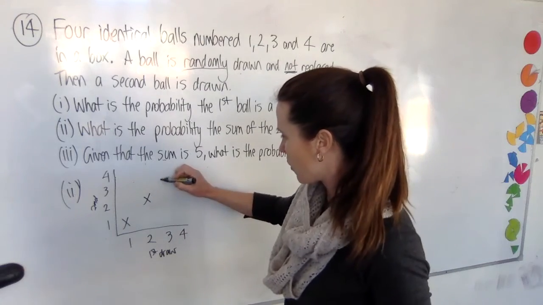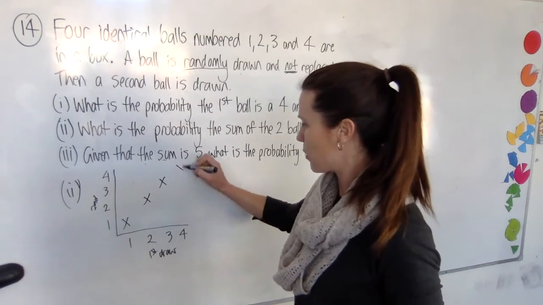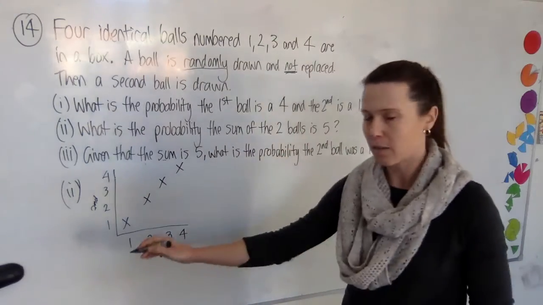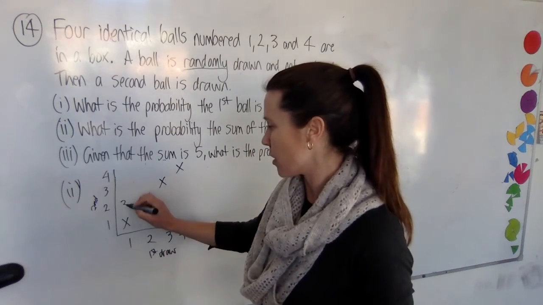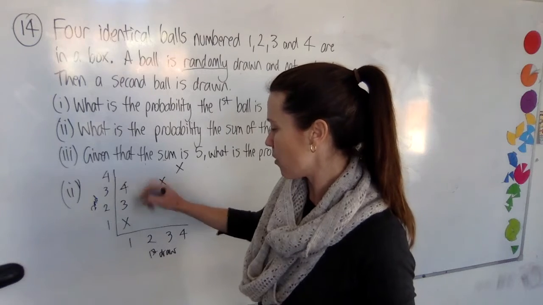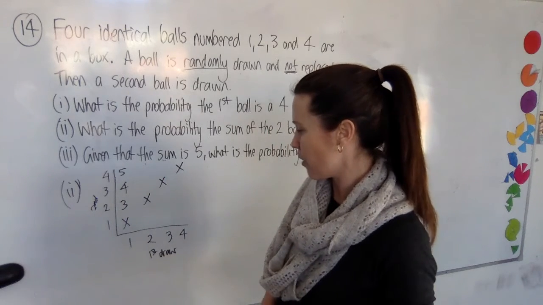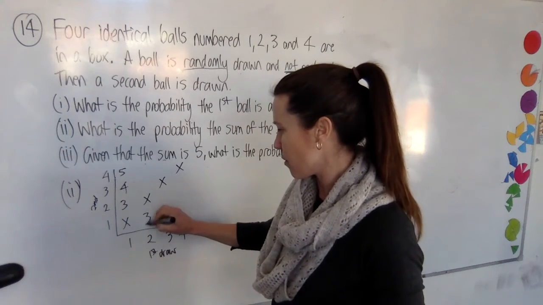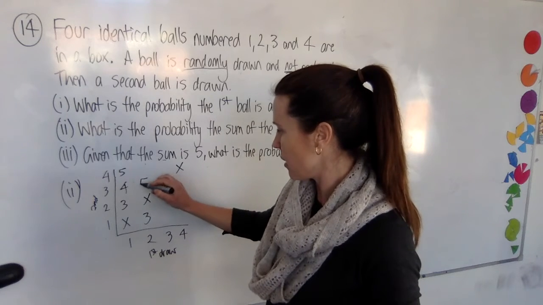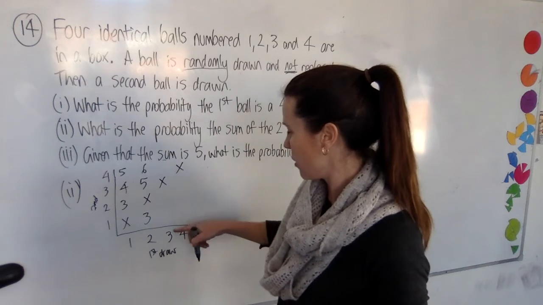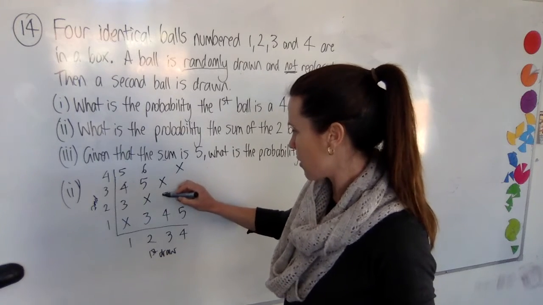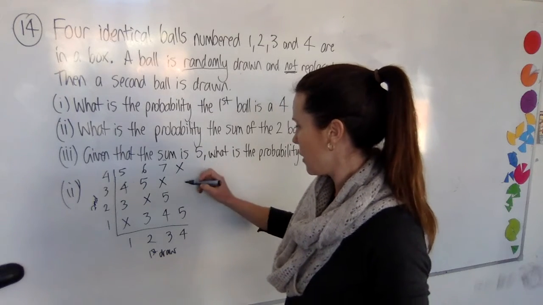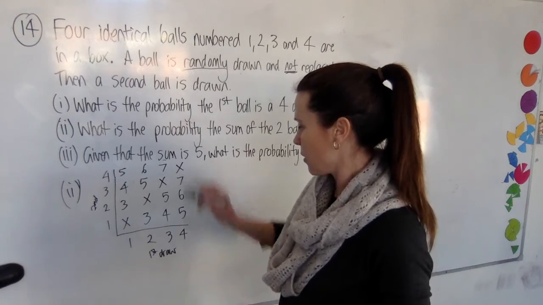You can't get a 3 both times, and you can't get a 4 both times. So you'd have to block those out. But you could get a 1 and a 2. That would give you a sum of 3. A 1 and a 3, or a 1 and a 4. That would give a sum of 5. And a 2 and a 1, that's a sum of 3, a 2 and a 3, a 2 and a 4, and then we can add these up and fill in the rest of this chart, and we've got that.